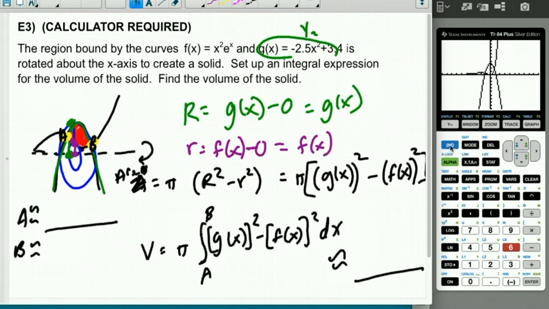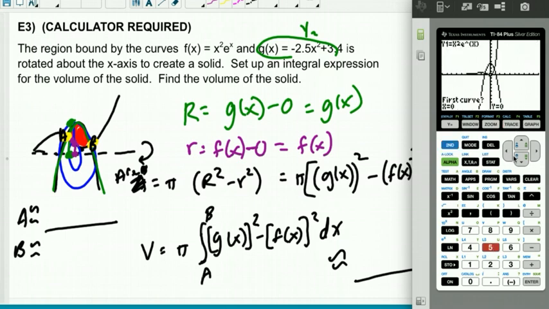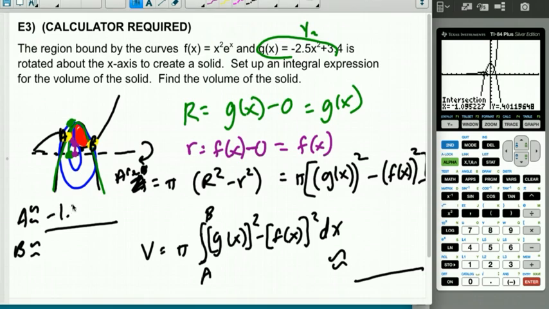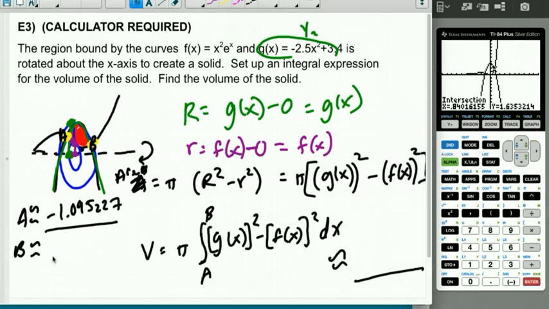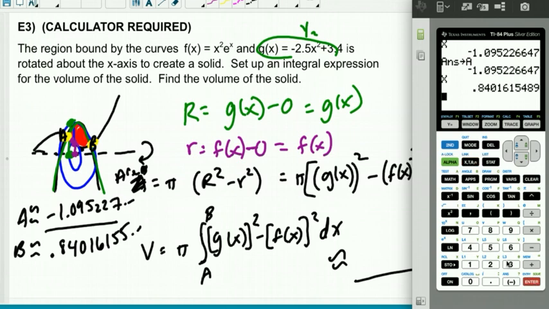So I need to find those points of intersection. So second calc intersect, right? I go over here, enter, enter, enter. I get that this is a negative 1.095227, but I'm going to quit out and store that as alpha A, right? Then I'm going to go back to my graph, second calc intersect. Scroll here, enter, enter, enter, right? I see that B is 0.8401615, right? And I'm going to quit out, X, store as alpha B.